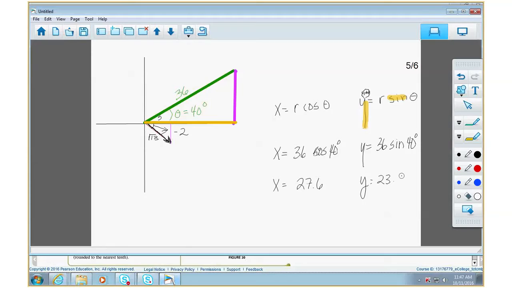So, your yellow line is 27.6, and your magenta line is 23.